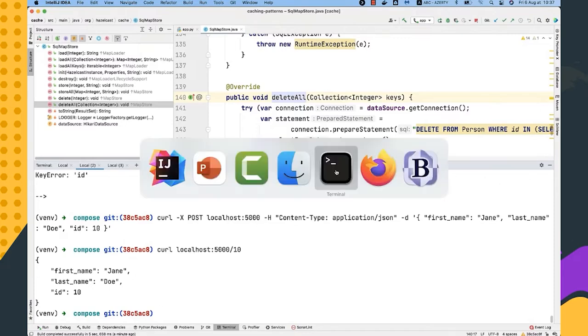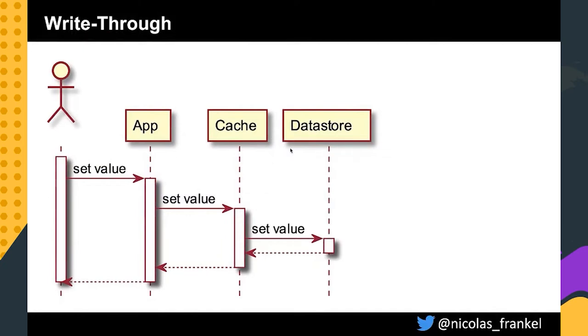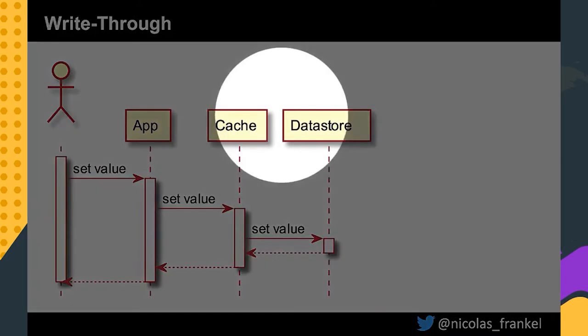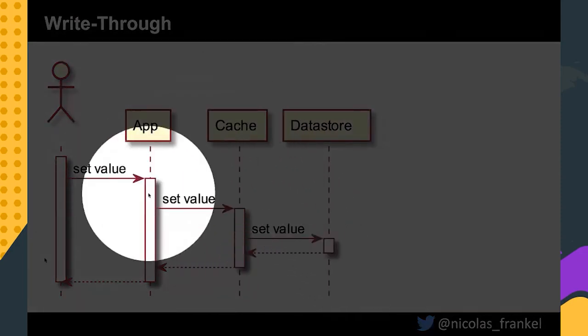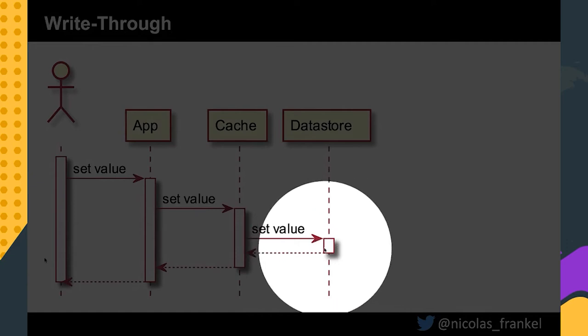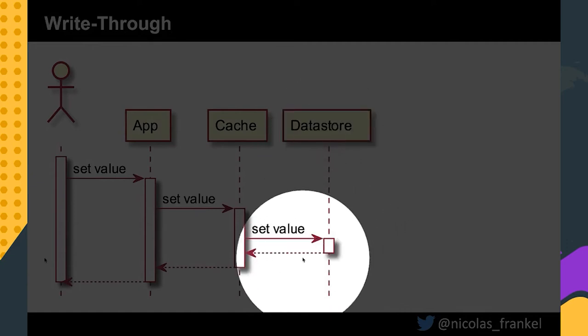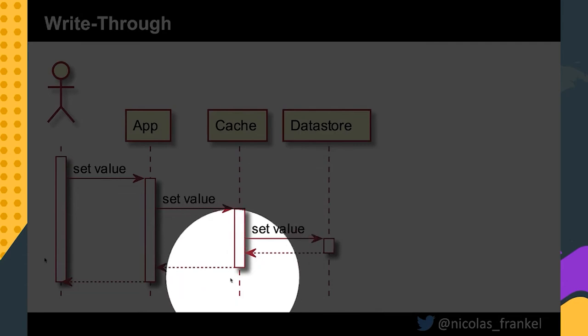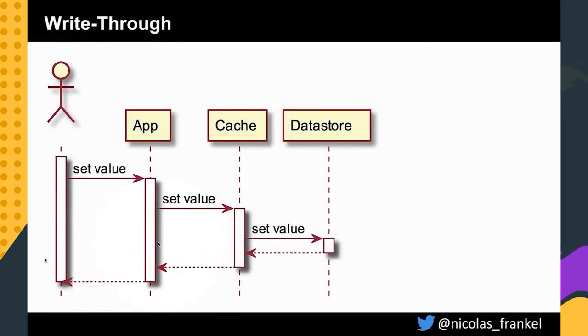Notice, however, that in that case, every time, we are waiting until we get confirmation. If you remember your UML lessons, this is synchronous. So we put data into the cache, the cache puts data in the data store, and we wait until the data store has done its job, and we get the response, and we return the response. It might be good. Depending on your use case, it might be not so good. We are not as fast as we could be.